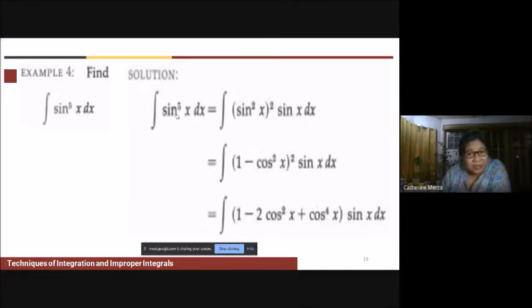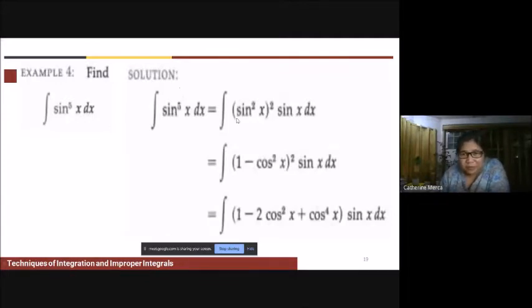Remember, we are on techniques. This is a technique for handling sine to the fifth. We do not have a direct formula for this. The formulas we know are the integral of sine, plus the integral of cosine, and then the property we have as of now, integration by parts.